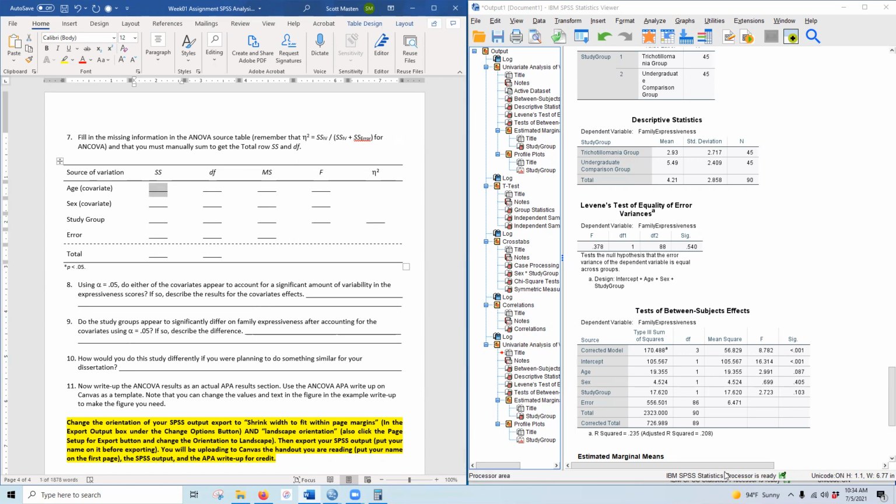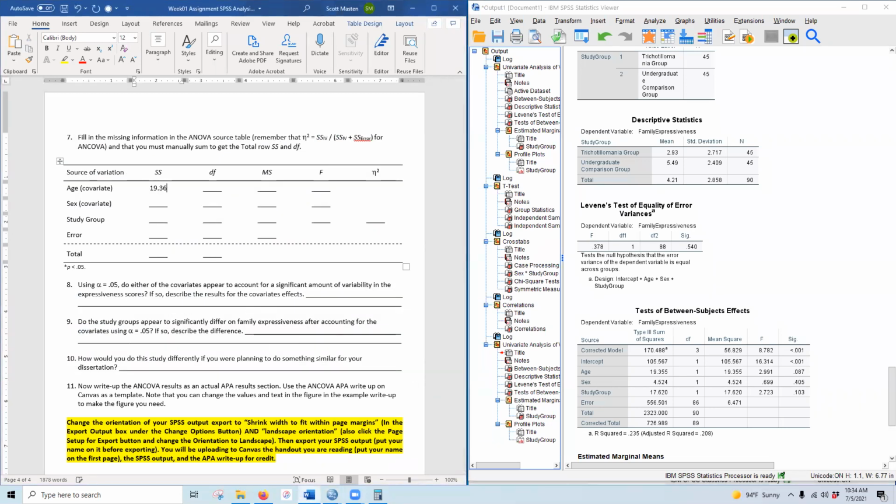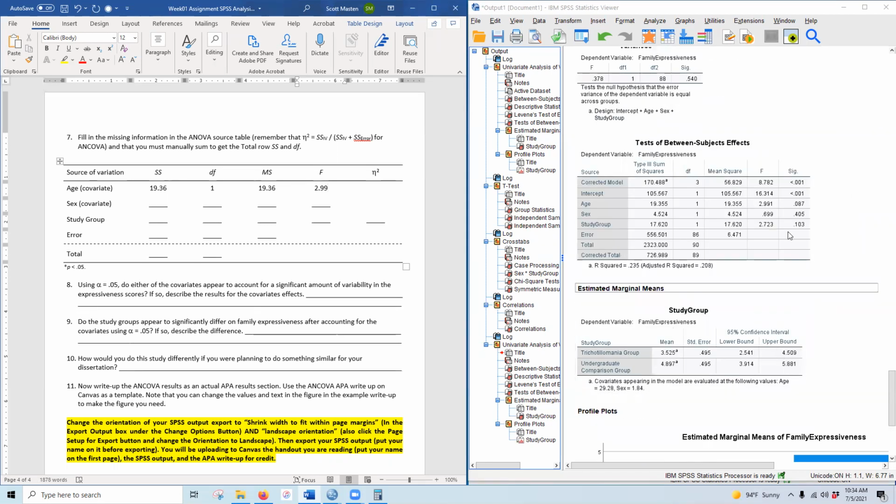So our age covariate, sum of squares, is 19.36. Degrees of freedom is 1, so the mean square is also 19.36, and our F here is 2.99. Is that significant? Negatory, good buddy. It's not statistically significant. Weird, and that's strangely similar to the correlation significance there, isn't it? But for sex, nope, not statistically significant. Well, okay. So take that, committee, right?